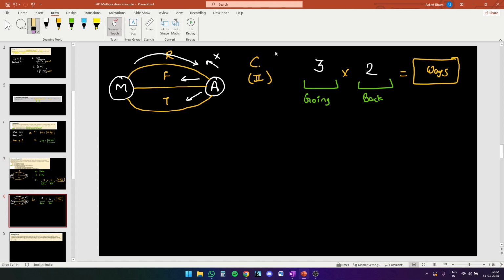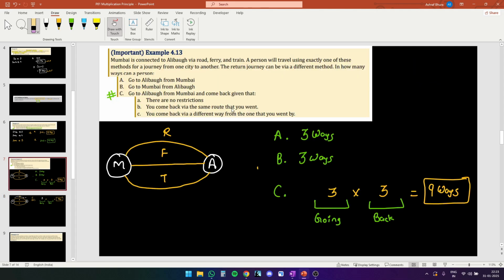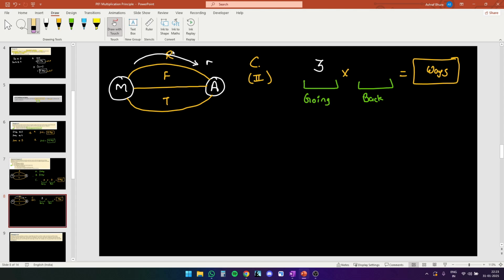Okay, here we need to find, it's a bit different. What we need to do is you come back via the same route that you went. So if you are choosing a road, you have to come back by road only. So if I have chosen ferry, I need to come back by ferry. If I have chosen train, I need to come back by train. So can I say while going I will be having three choices, but while coming back I will be having only one choice. So the answer becomes 3 times 1, which is 3 ways.